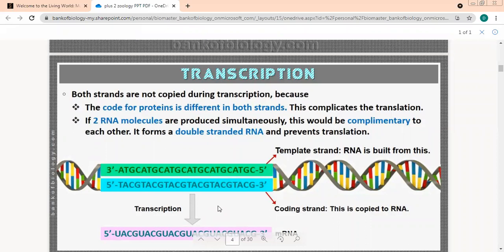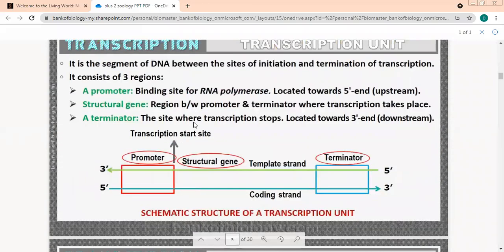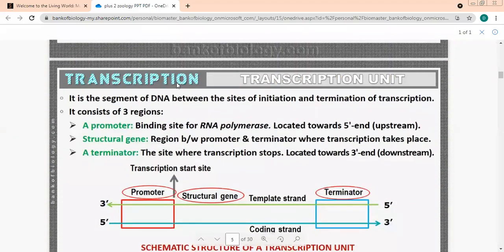If both made RNAs, there would be complications, but we just said the template strand will make RNA, not the coding strand. If both of them were making, then we would get a double-stranded RNA. That is not useful for us. So we were talking about a transcription unit. The segment of the DNA which is between the initiation site and the termination site is what we call a transcription unit. It can be divided into three regions. For our convenience, we have done this.